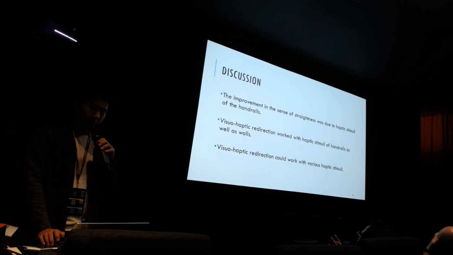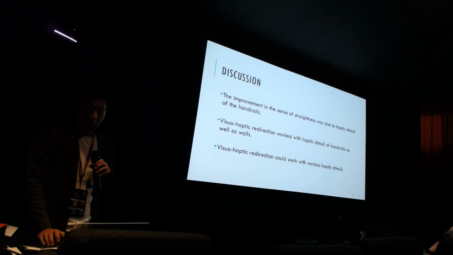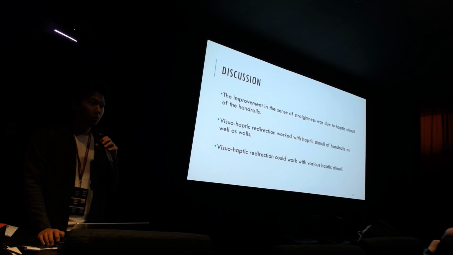From the experimental results, it is thought that the improvement in the sense of straightness was due to the haptic stimuli of the handrails, and combined with previous research results, visuo-haptic redirection worked with haptic stimuli of handrails as well as walls. Therefore, visuo-haptic redirection is thought to work with various haptic stimuli.